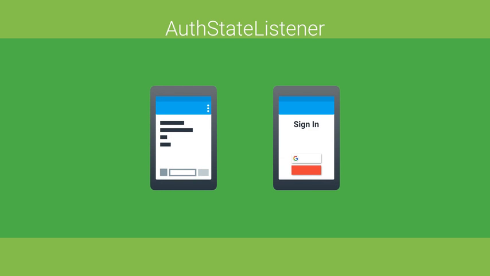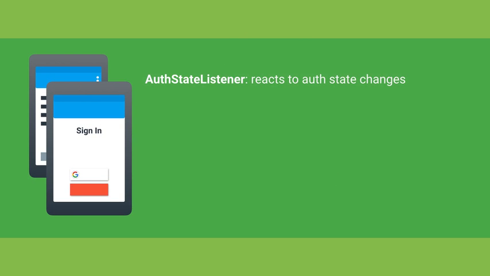We're going to start by setting up an AuthStateListener. Why? Well, our app has two states, signed in and signed out. And we need a way to determine which of these states the app is in. An AuthStateListener is a listener which we attach to the Firebase Auth object.